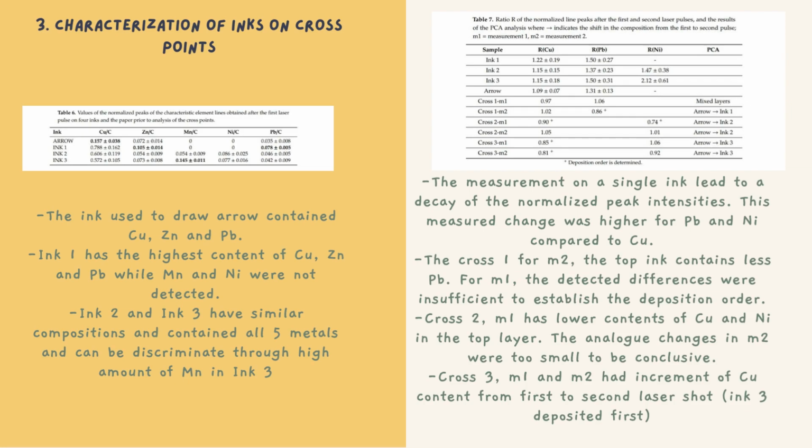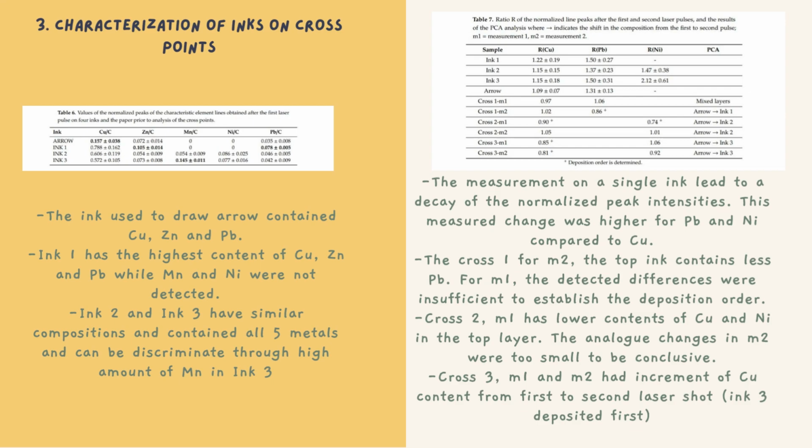Therefore, the researchers considered the ratio R of the normalized line intensity after the first and the second laser shot as a possible parameter for discriminating the deposition order. From Table 7, it is evident that the measurement on a single ink leads to a decay of the normalized peak intensities during the first two pulse numbers. This measured change was higher for lead and nickel compared to copper.